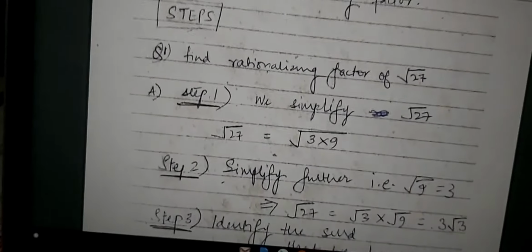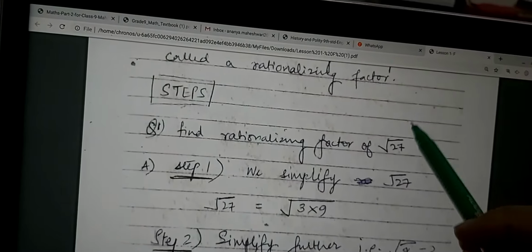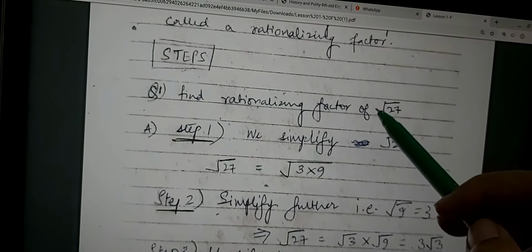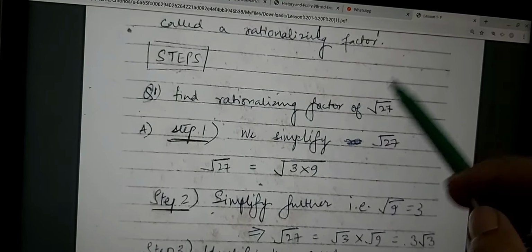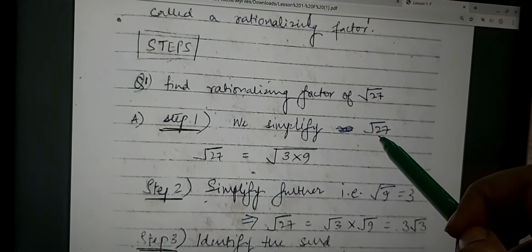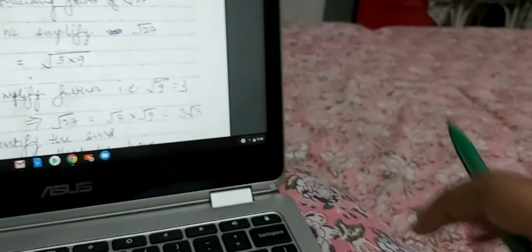Okay. Let me do it here. I am going to find the rational of root 27. First thing I am going to do is simplify, ठीक है, जितना I can. So I have root 27, which is equal to root 9 into 3. 9 3s are 27. Correct?